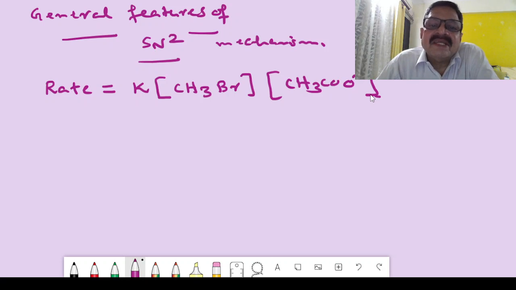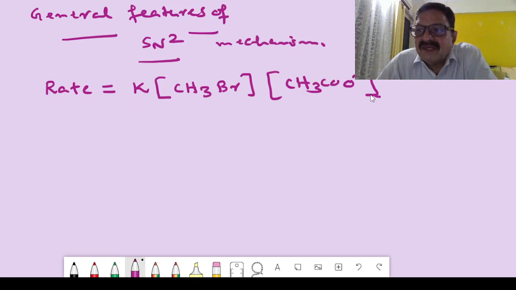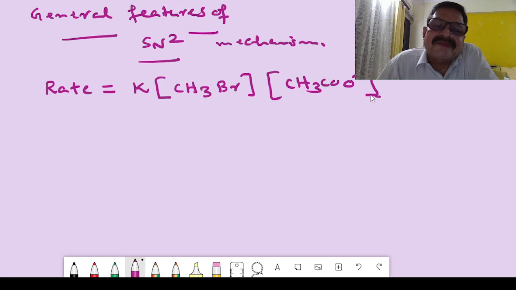Correct. Now, if we change the concentration, say the bromomethane concentration, what will happen to the rate of the reaction? Changing the concentration of only one reactant at a time means the rate of the reaction will double. If we change the concentrations of both bromomethane and acetate anion, the rate will become fourfold. Got the point? So changing the concentration of either reactant will affect the rate of the reaction.